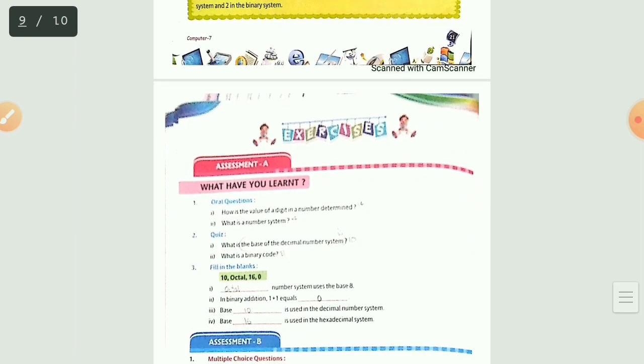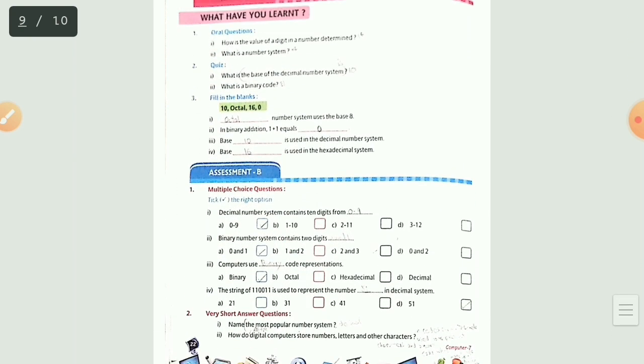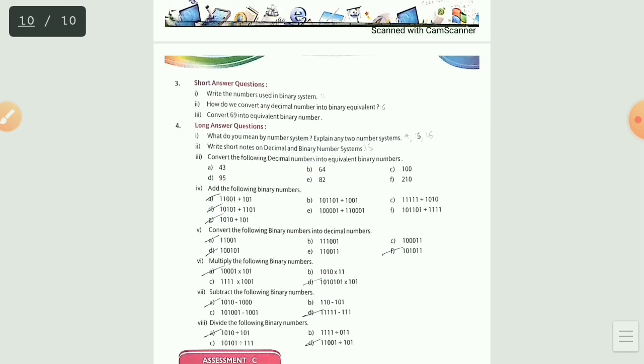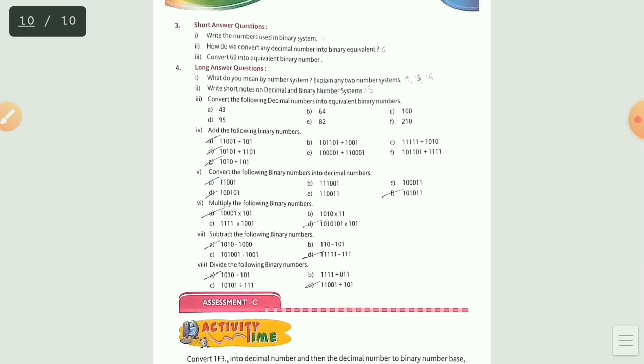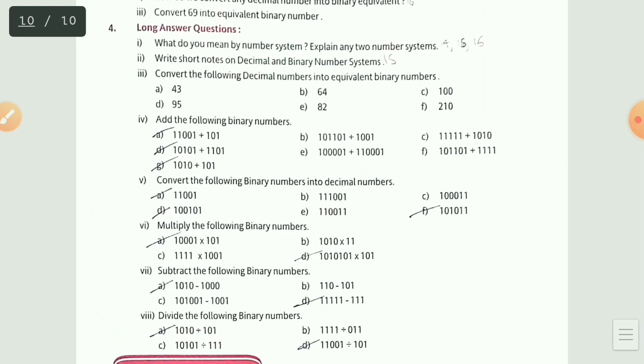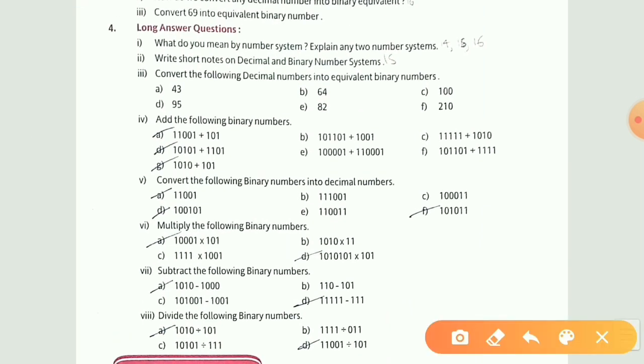Over here students, on page number 22, no, not 22, please turn to page number 23. On page number 23, you have the long answer type questions. In the long answer type questions, you have the third one: convert the following decimal numbers into equivalent binary numbers. You have to do this as homework. And please see question number 5: convert the following binary numbers into decimal numbers. A couple of minutes before, I told you the conversion regarding the same, so please try these questions on your own.